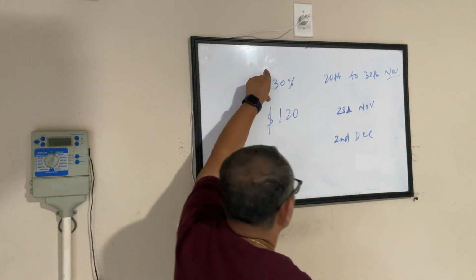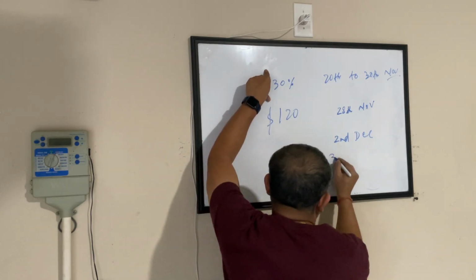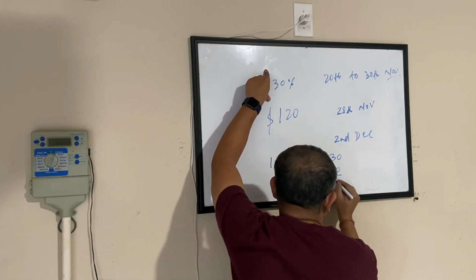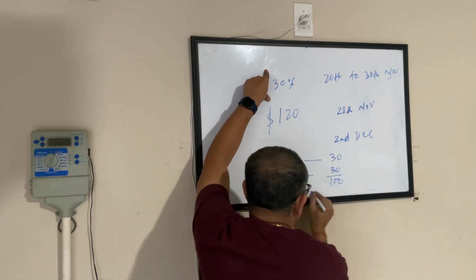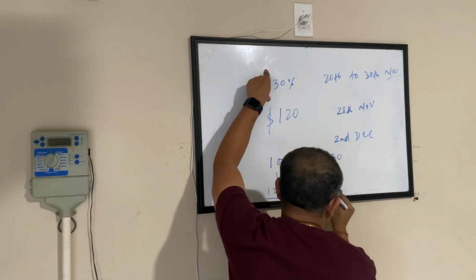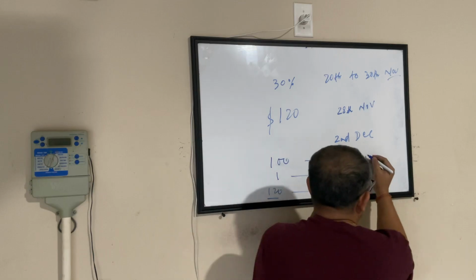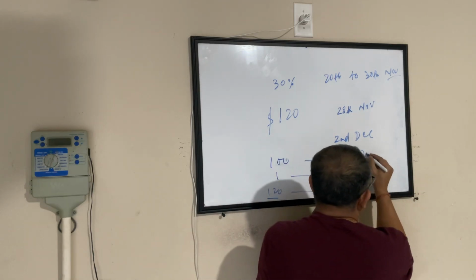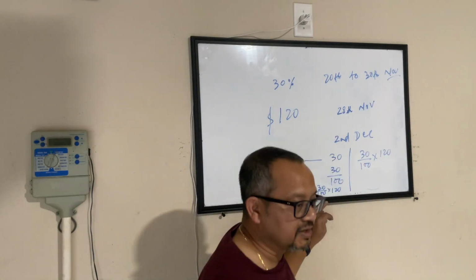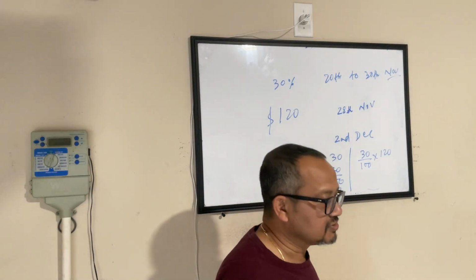So 30% discount. How much? 30%. Per 100 I'm getting $30 discount. For $1 I'm getting 30 by 100 discount. For $120 I'll get 120 times of what I was getting for one. 30 by 100 into 120. This is one way of finding it out. Or simple thing, using English, 30% of 120. This is the discount I'm going to get. So you can choose this method or this method, whatever stays with you conceptually.